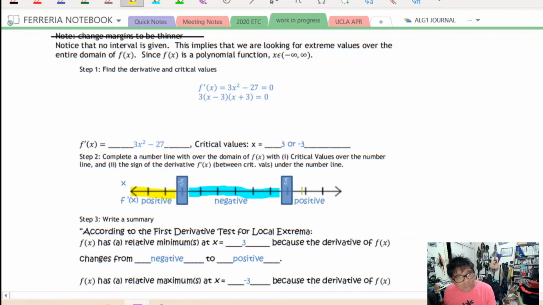And then how about from 3 to positive infinity? If I substitute 10 into the derivative, we get 10 squared is 100, 3 times 100 is 300 minus 27. Yes, that's a positive number. So we have that familiar look here. At negative 3, the derivative changes from positive to negative, which is indicative of a relative maximum. And then at positive 3, the derivative changes from negative to positive, which is indicative of a minimum.